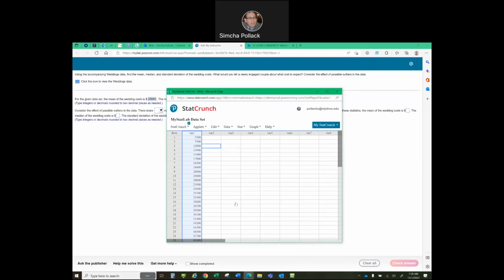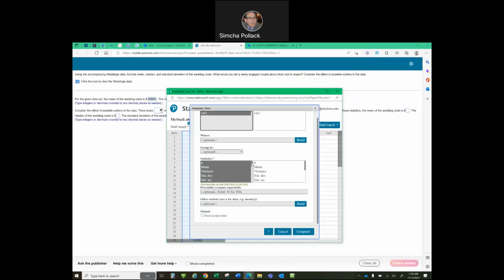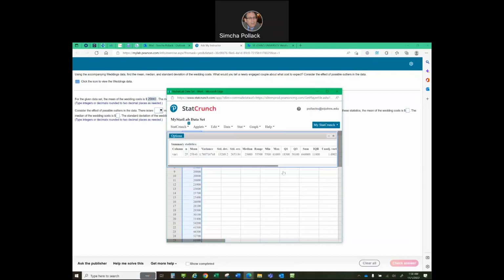The book says to use 1.5 times what's called the IQR, above and below the first and third quartiles. What that means in English is the following. Go back to stat, summary stat, columns, var 1. Let's take all of them. Control A gives you all of them. Compute, and now we have all the relevant statistics.